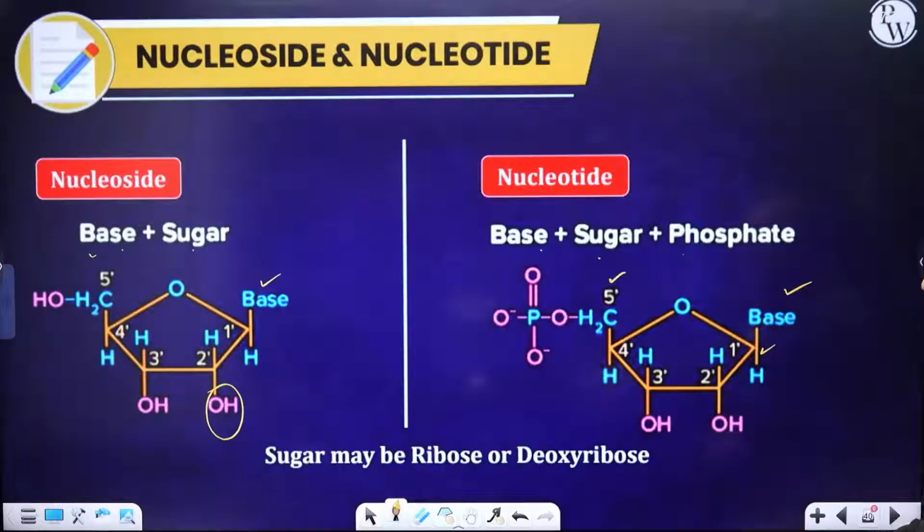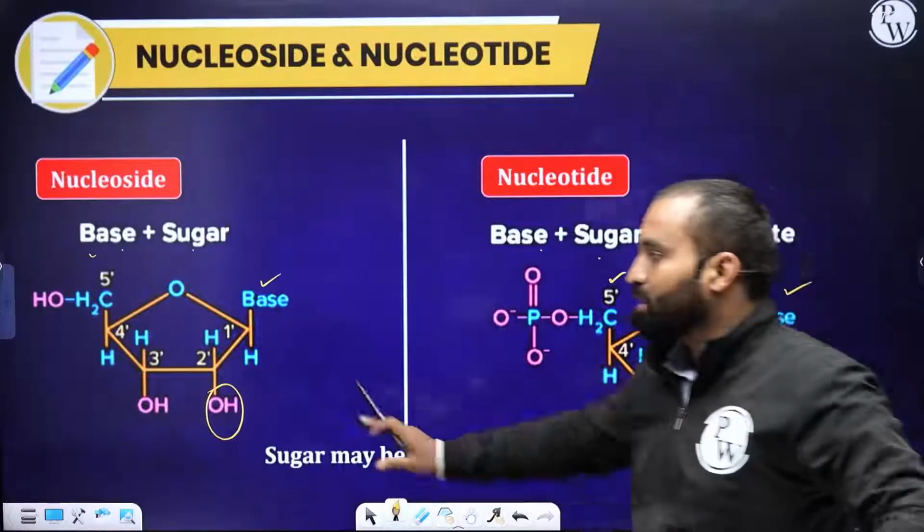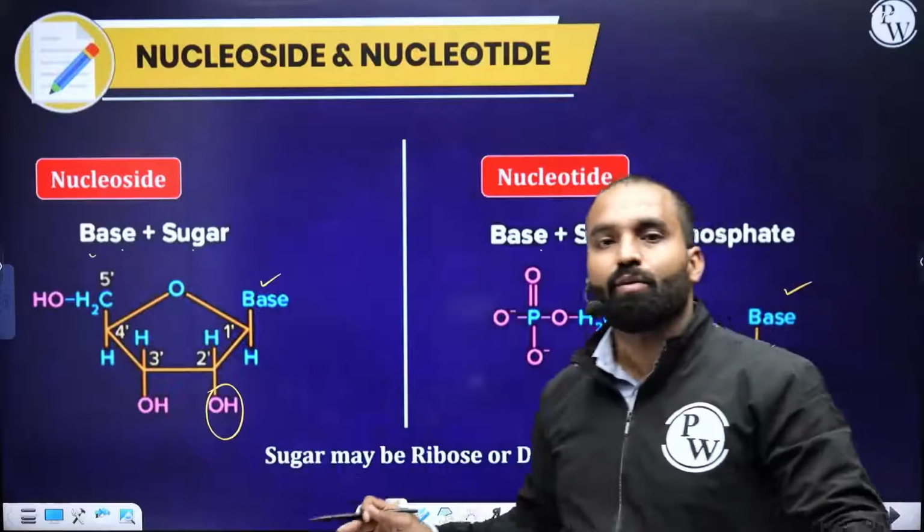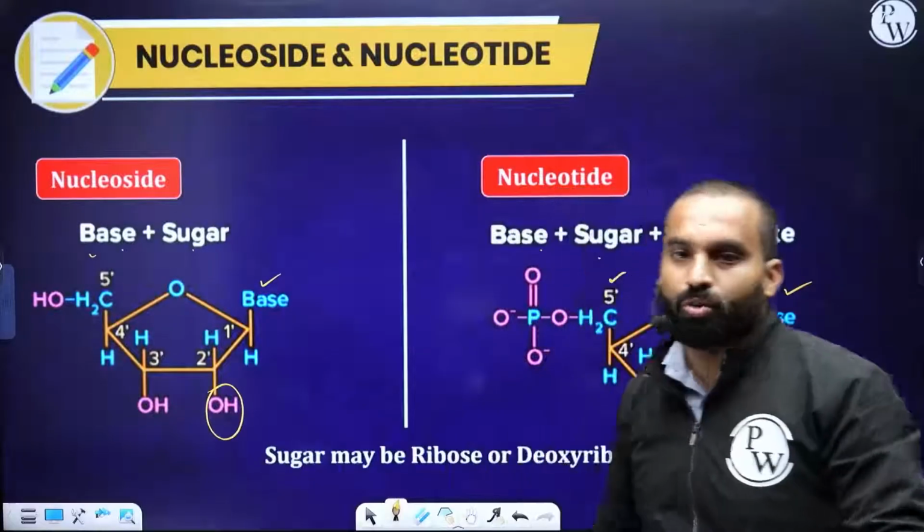So sugar can be ribose or deoxyribose. This is ribose sugar and this is deoxyribose sugar. Ribose, just like glucose, is called ribose sugar. Okay.